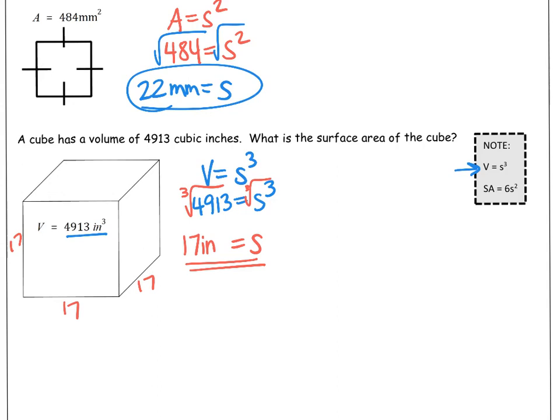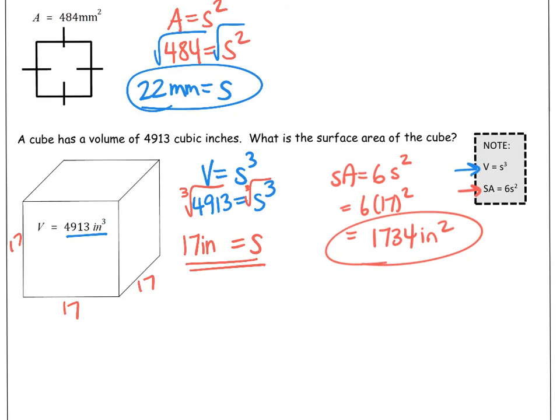So if I want the surface area of that, we know from before that it's 2 length width, 2 width height, but they're all the same. It's a cube. So that means that my surface area is just 6 times the side squared. That's right there. So there'd be 6 that are all the same side. So 6 times 17 squared gives you 1,734 inches squared.